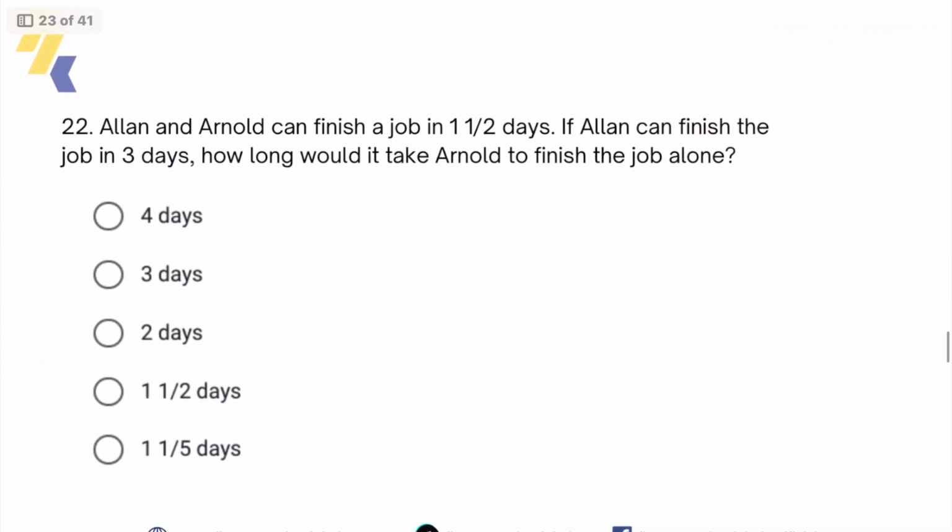So, for number 22, Alan and Arnold can finish a job in 1.5 days. If Alan can finish the job in 3 days, how long would it take Arnold to finish the job alone? So, we have here yung job that is 1 over how many days will Alan finish it? 3 plus yung kay Arnold, that's one job as well over hindi natin alam kung gaano katagal. So if they do the job together, they can finish that one job in 1.5 days. That is 3/2 days. Okay?